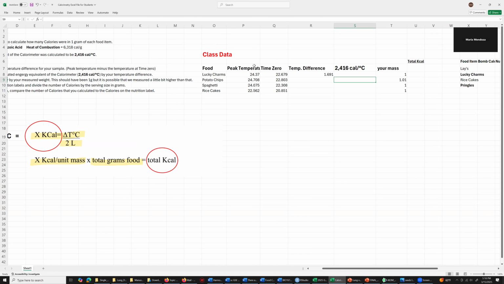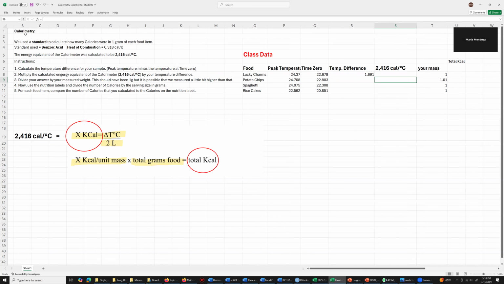So we had to document our peak temperature, and then this is our time zero temperature, our temperature difference. We have a value here that I will explain in a moment. Your mass. So we were all supposed to weigh about a gram. And then we have the total kilocalories, which is what we are going to be calculating for all of these foods. Okay, so we used a standard to calculate how many calories were in 1 gram of each food.